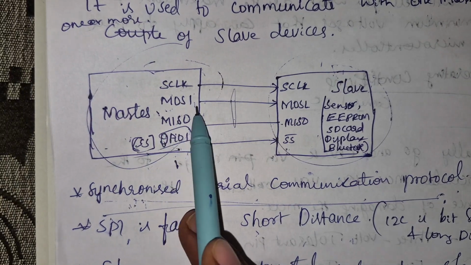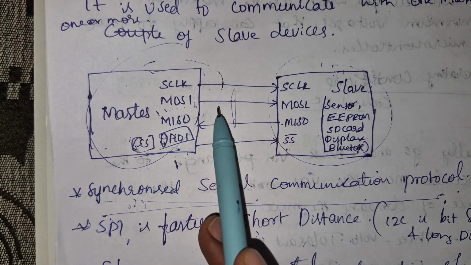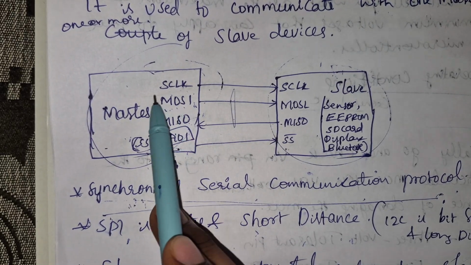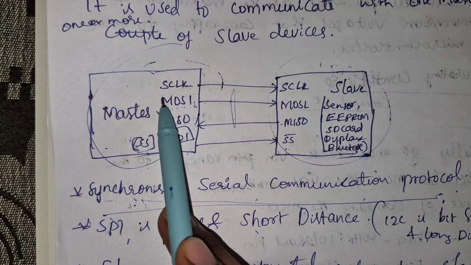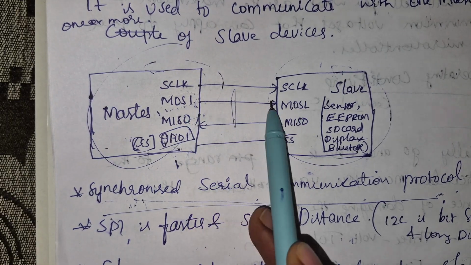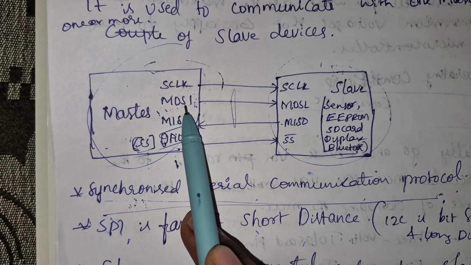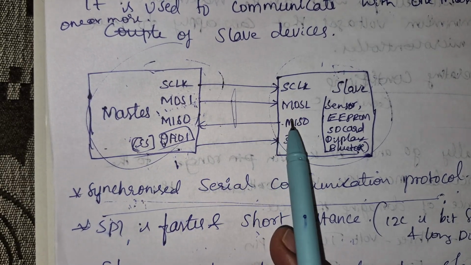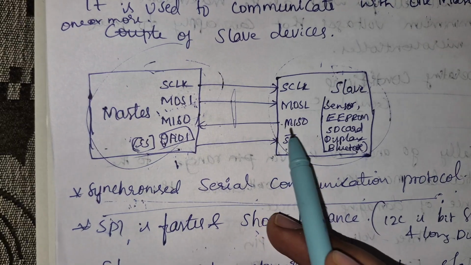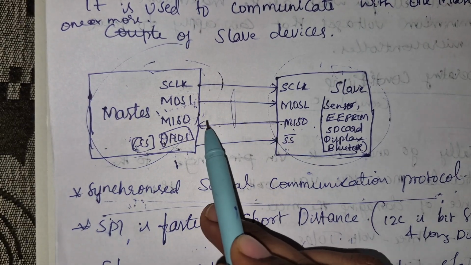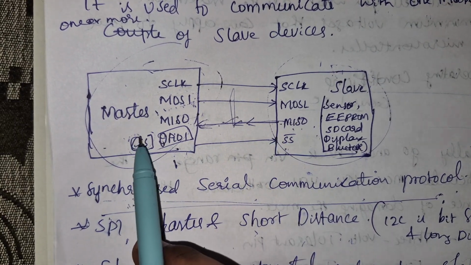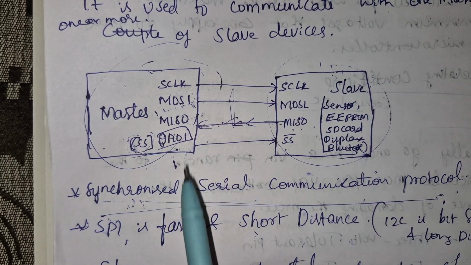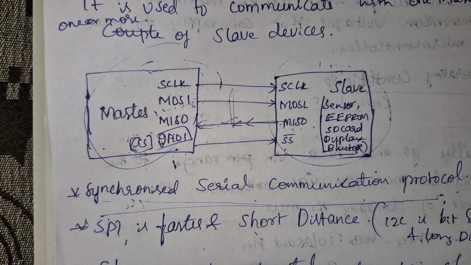Here, MOSI is master output and slave input. MISO is master input and slave output. MOSI will send the data. This line is used to send data from master to slave, that is, master output and slave input. And this line is used to collect the data from slave to master, master input and slave output, in this direction. And chip select is used to select the slave. Based on this, the master can decide to which slave it should transfer the data.